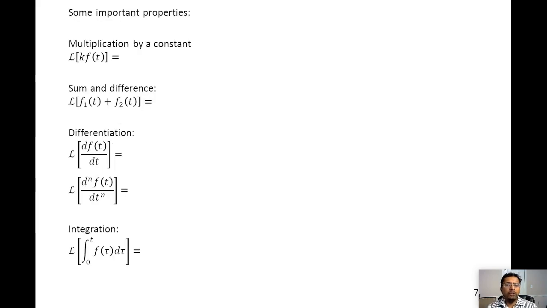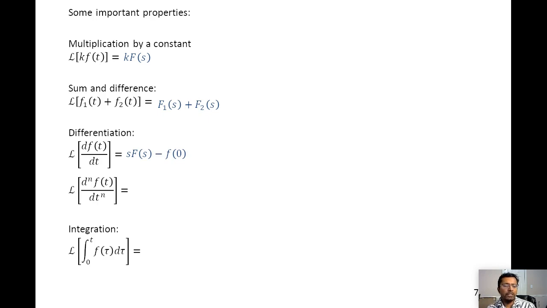So we're going to look at some useful properties of the Laplace transform and give a hint of where this came from and why it was important. The Laplace of k times f of t, where k is a scalar factor, is equal to k times F of s. For the sum or difference, the Laplace of f1 of t plus f2 of t would be equal to F1 of s plus F2 of s.